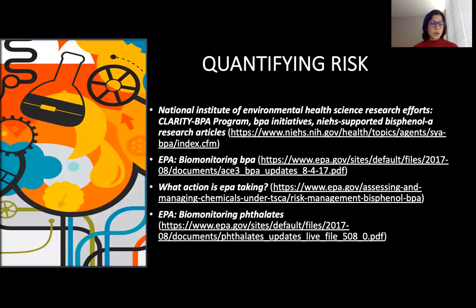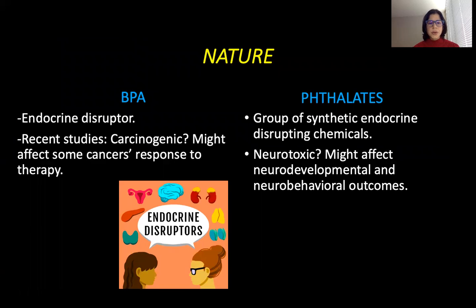Different strategies or research projects are happening at the moment quantifying risk. What is the nature of these compounds? BPA is an endocrine disruptor, as I mentioned before, and recent studies are showing some carcinogenic effects, still question mark because it's not really proven, it's just leaning towards that side. It is said that it might affect some cancers' response to therapy. Phthalates are a group of synthetic endocrine disrupting chemicals, and they are also neurotoxic because it is believed that they affect neurodevelopmental and neurobehavioral outcomes.